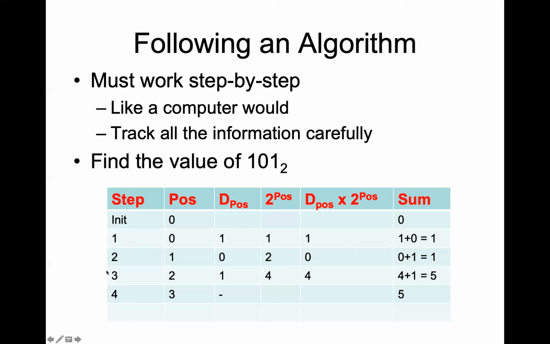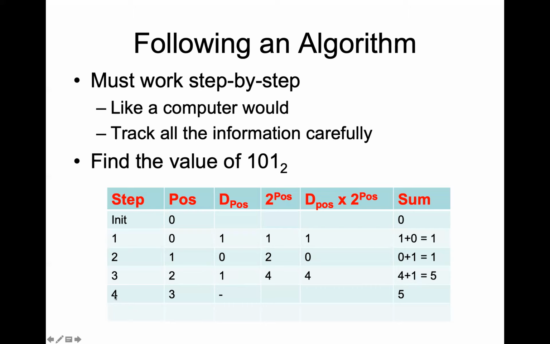Okay, so in the third iteration of the while loop, pos is now 2 because it's been incremented from 1. The digit stored at position 2 here is going to be 1. 2 to the pos is 2 to the 2, which is just 2 times 2 or 4. And so 1 times 4 gives us a value of 4. So a 1 in this bit position contributes a value of 4 to the overall binary number. So we add 4 to what was stored in the variable sum, getting 5.